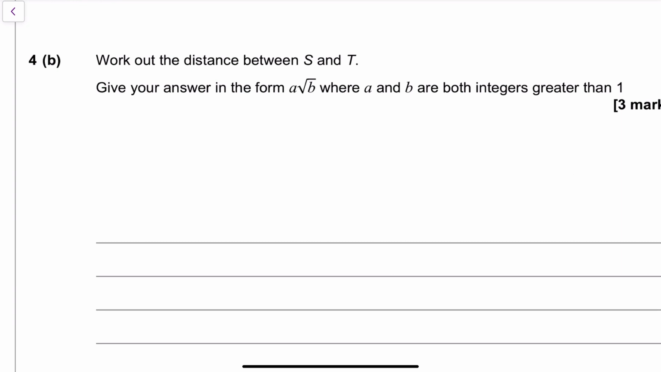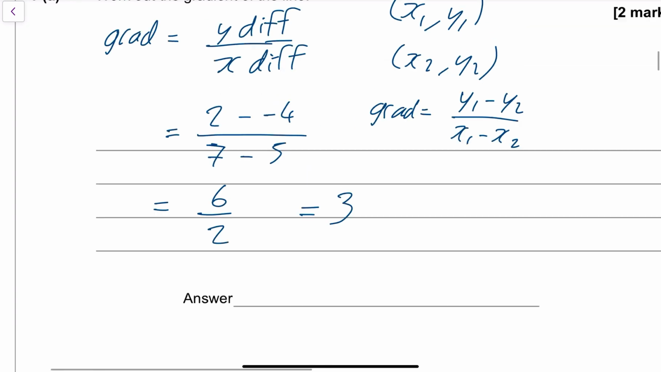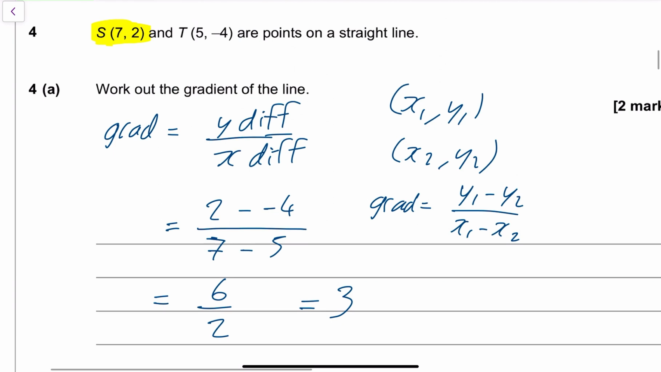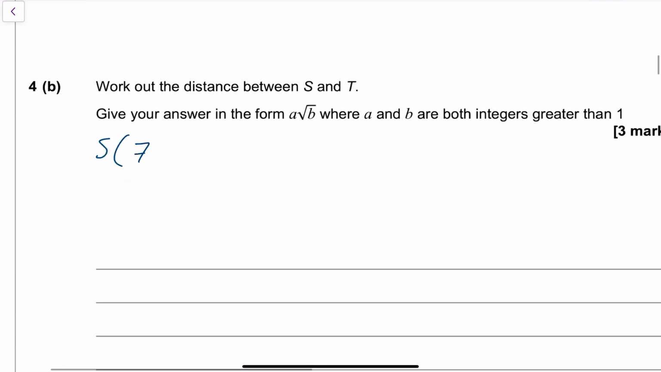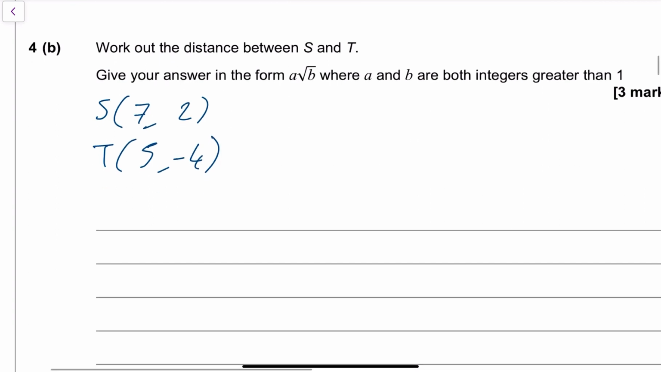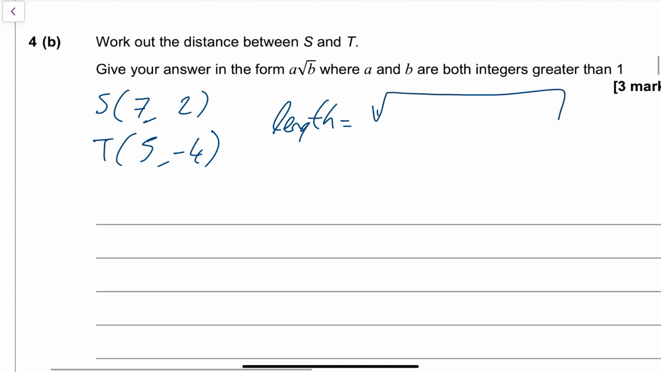Part B says work out the distance between S and T. I need to write down what my S is here, otherwise I'll be scooting back. 7, 2 and 5, minus 4. Okay, work out the distance between these. Your distance, or your length, as I would have called it, between 2 points on a line, is equal to the square root of the y difference squared plus the x difference squared.